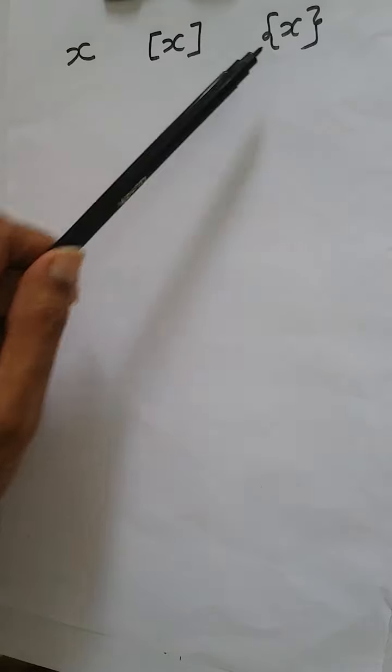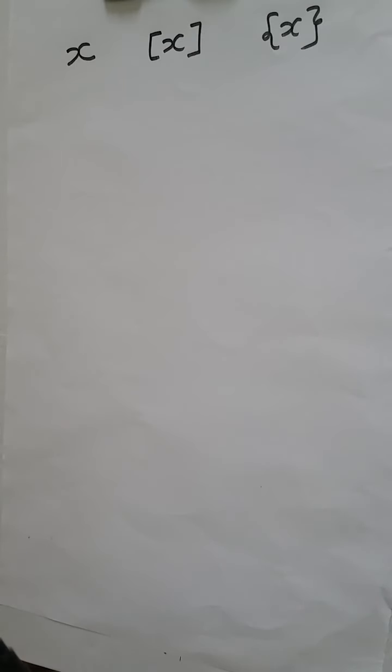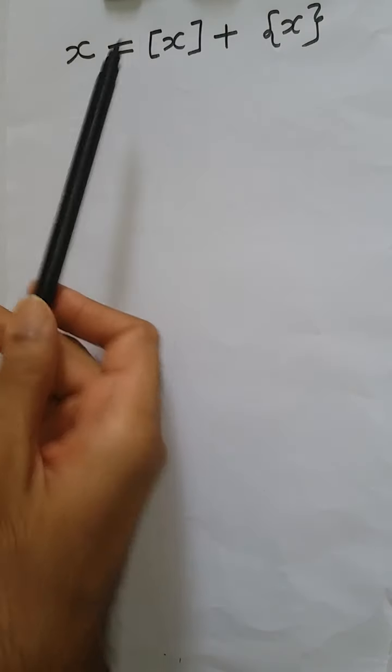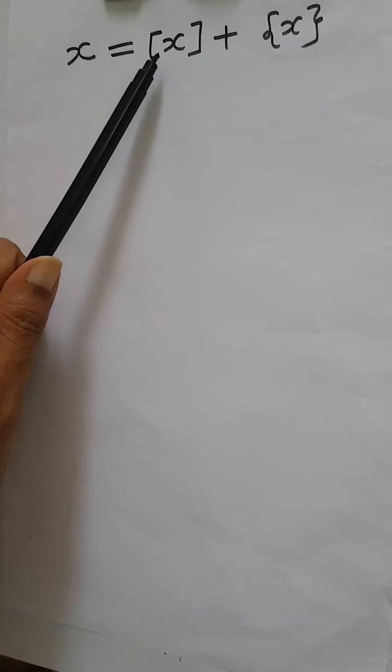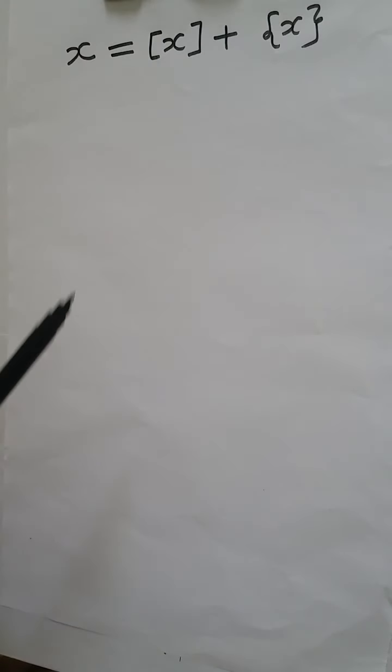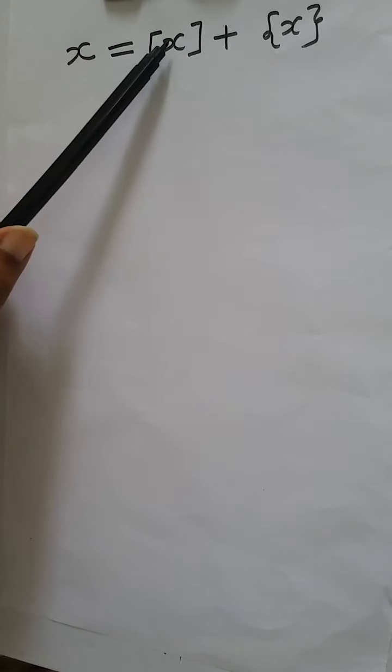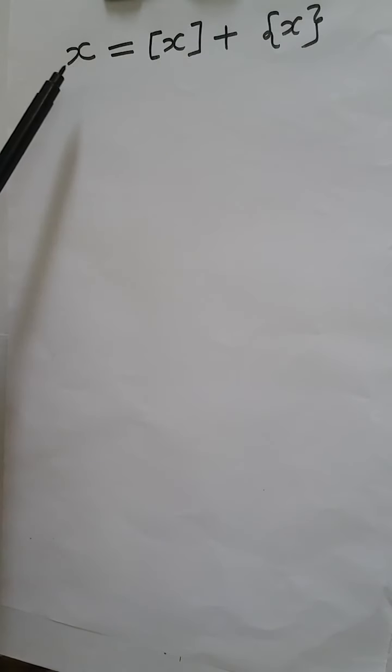What is the relation between these three? Which signs will come in between? So yes, equal to and plus sign. Any real number x can be expressed as a sum of its integral and fractional part. The sum of its integral plus fractional part is any real number x. Let's see some examples now.